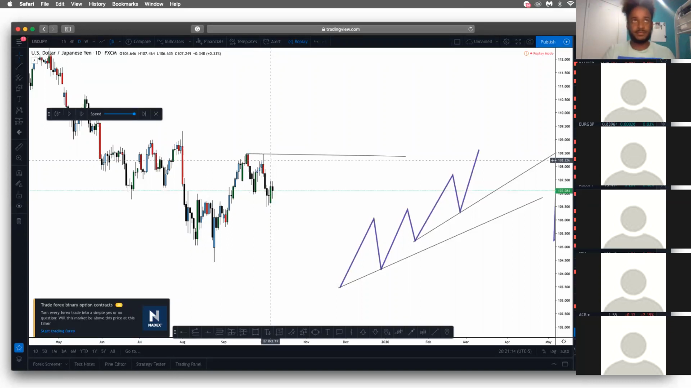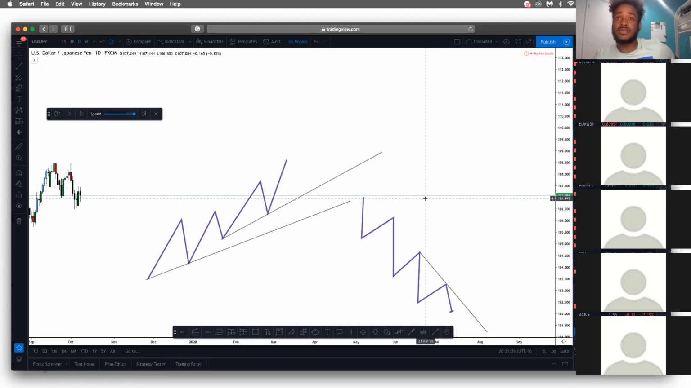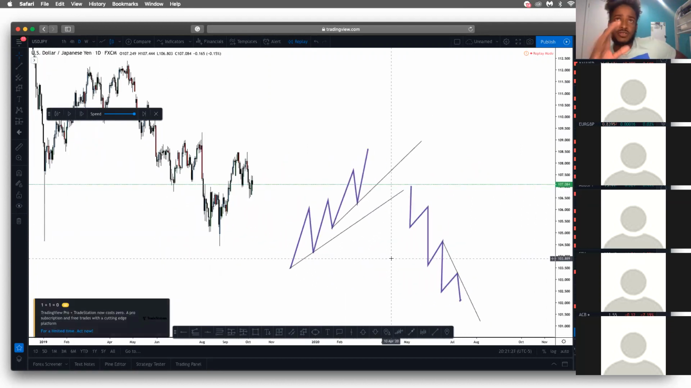But anyways, before I start backtesting trend lines, I almost forgot this, right? Back to the trend line concept. So the idea is, once the market comes back for the third touch, along with the other confluences, that's when you execute the trade.